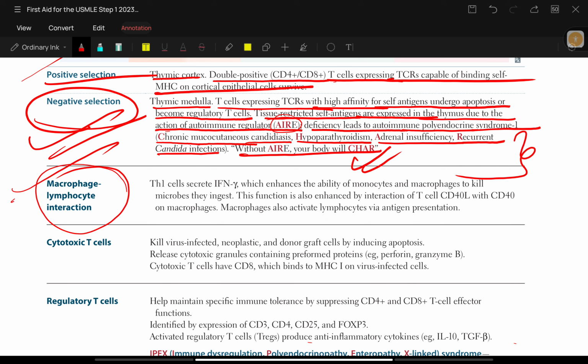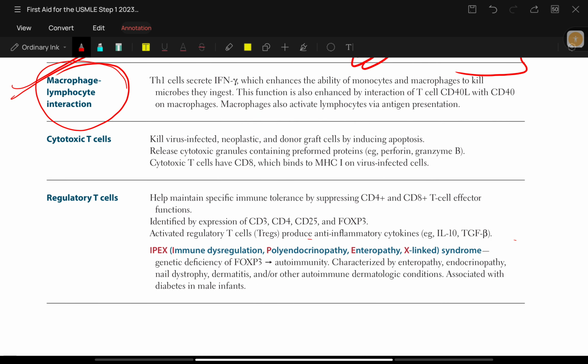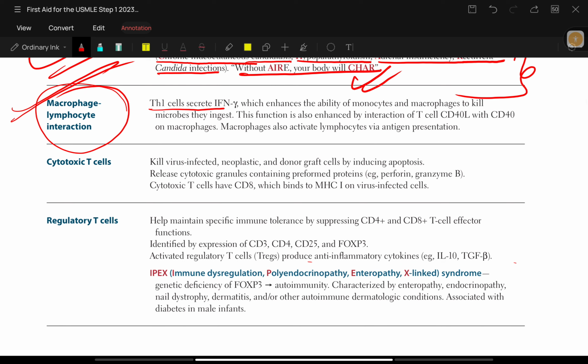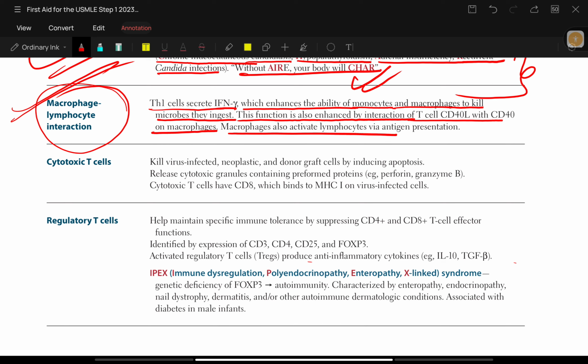Similarly, when we talk about macrophage-lymphocyte interactions, Th1 helper cells secrete interferon gamma, which enhances the ability of monocytes and macrophages to kill microbes they ingest. This function is also enhanced by interaction of T cells, that is CD40L, with CD40 on macrophages. The macrophage also activates lymphocytes through antigen presentation.